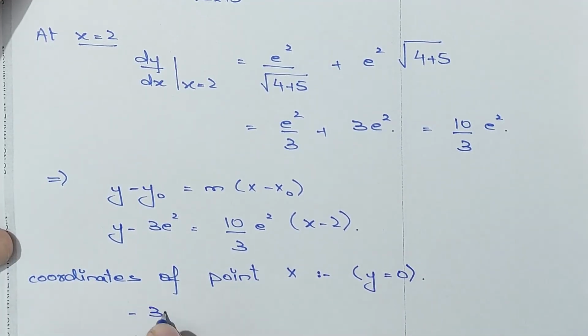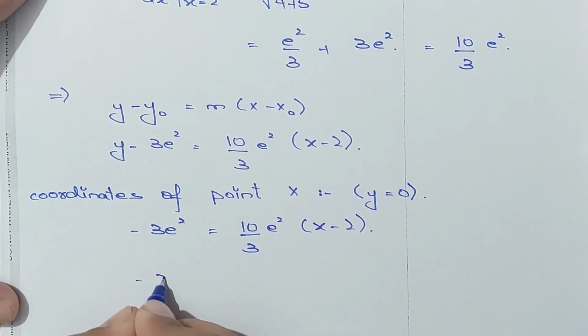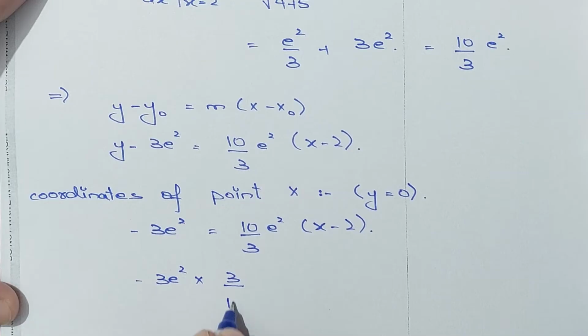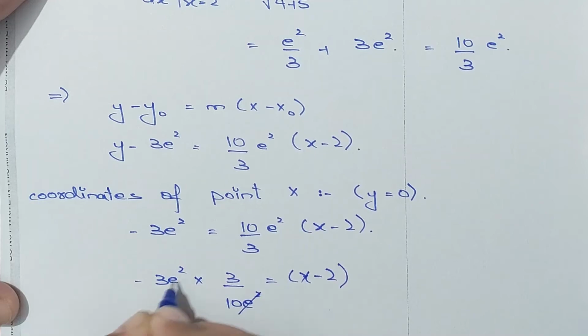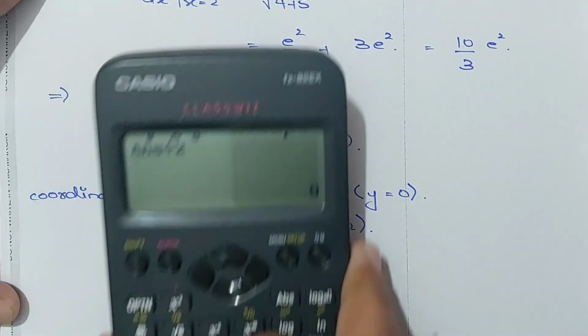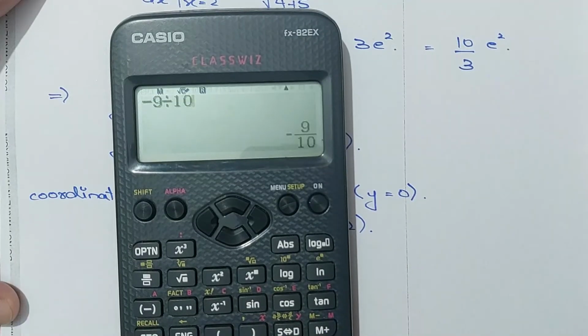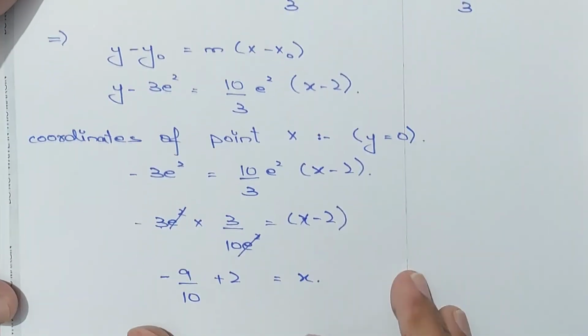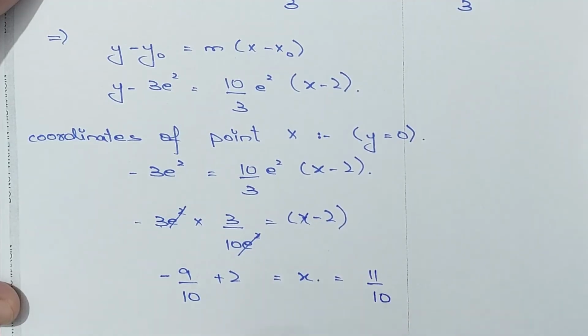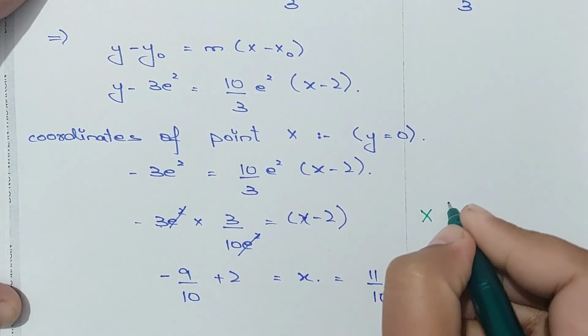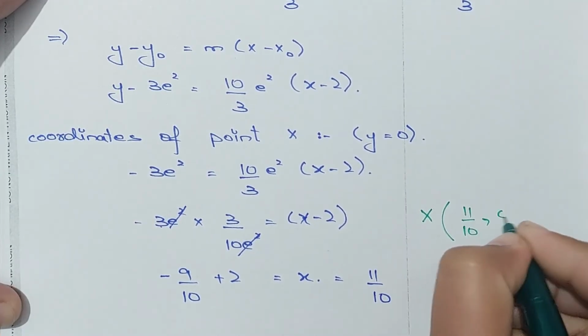Solving for x: minus 3e squared times 3 over 10e squared is equal to x minus 2. The e squared is cancelled with e squared. 3 times 3 is 9, so minus 9 over 10, and shifting the 2 to the other side, this becomes x. Minus 9 over 10 plus 2 would be 11 over 10, which is my x. So the coordinates are 11 over 10 and 0.